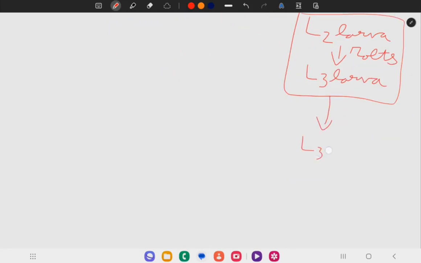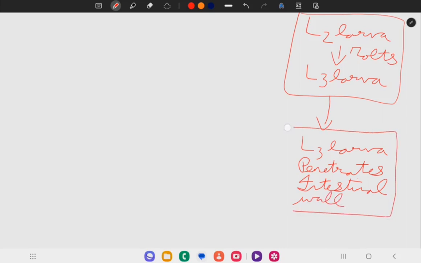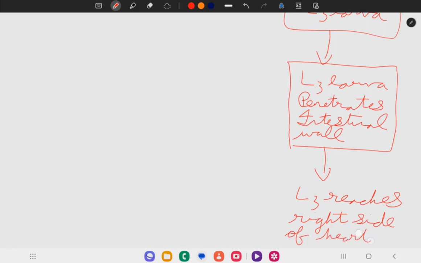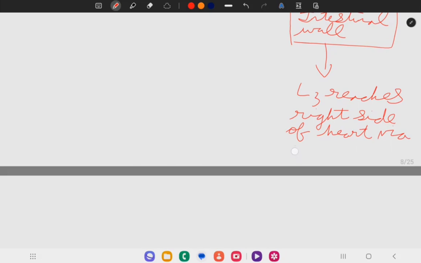L3 larva penetrates the intestinal wall and reaches the right side of the heart via portal circulation.